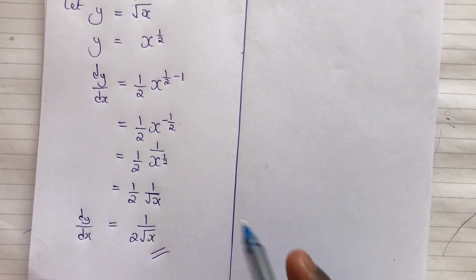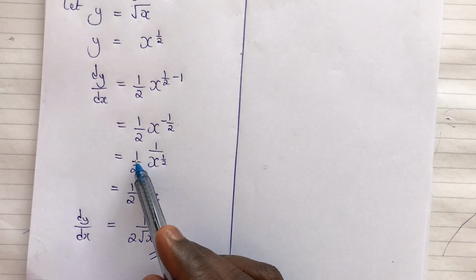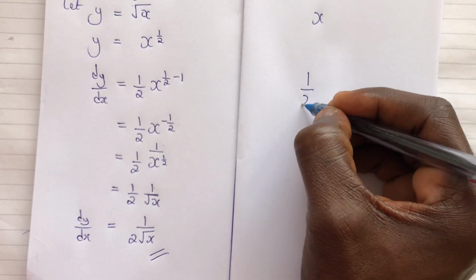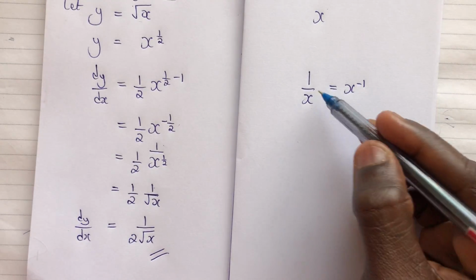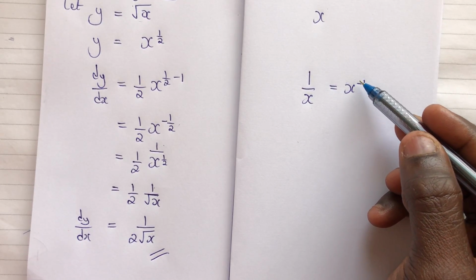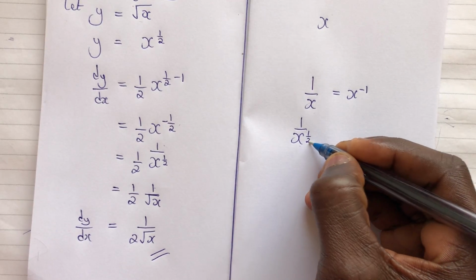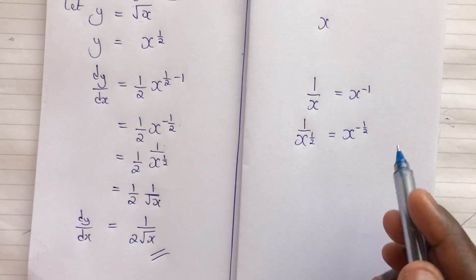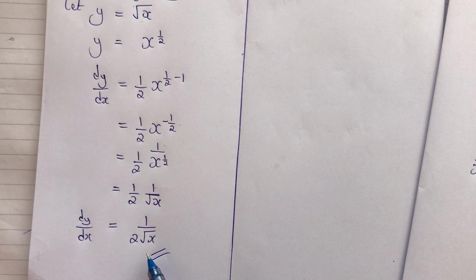So do we get it? When you get here, we just apply indices. But if you didn't really get what I did here, if I have something like 1 over x, it is the same as x to the power negative 1, because when I change the fraction into a linear function, this is what I will get. So if I have 1 over x to the power half, it is the same as x to the power negative half. I just apply that here, so I can leave my final answer in this form. So this is for solution number 1.